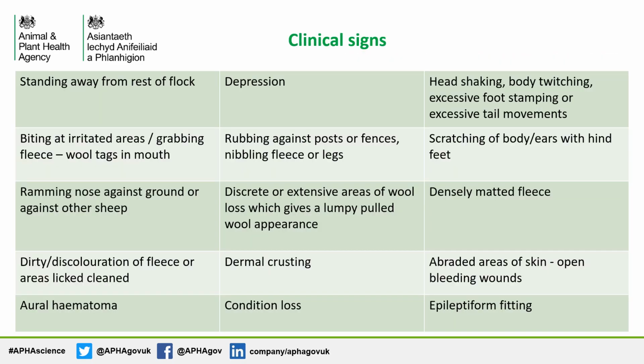This table demonstrates the wide range of clinical signs which may be observed. Initial signs may be non-specific, including depression and separating from the rest of the flock. More obvious signs of pruritus include biting at the fleece, rubbing against objects, nibbling the body, and scratching with the hind feet. Changes in the fleece can include matting and discoloration, progressing to more obvious areas of wool loss. Classic scabbing and crusting of the skin may be observed, and wounds or secondary skin infections can develop. Condition loss can result from a reduced feed intake.